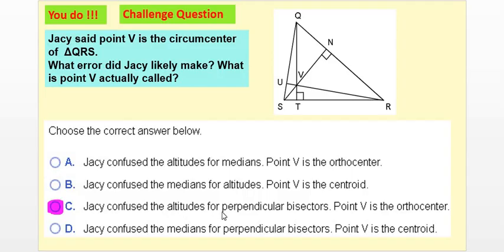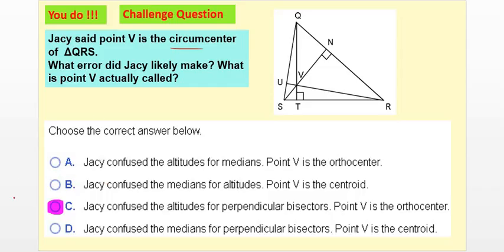JC confused the altitudes and the perpendicular bisectors. Point V is the orthocenter. Remember, if you are talking about the altitudes, then there will be only this symbol of the right angle. But if you are talking about the perpendicular bisectors, that gives us the circumcenter. The point has to be exactly in the middle. It will have this symbol with it, and it will also have the right angle symbol with it, right? So right now these are not the midpoints, that's why it cannot be the circumcenter.